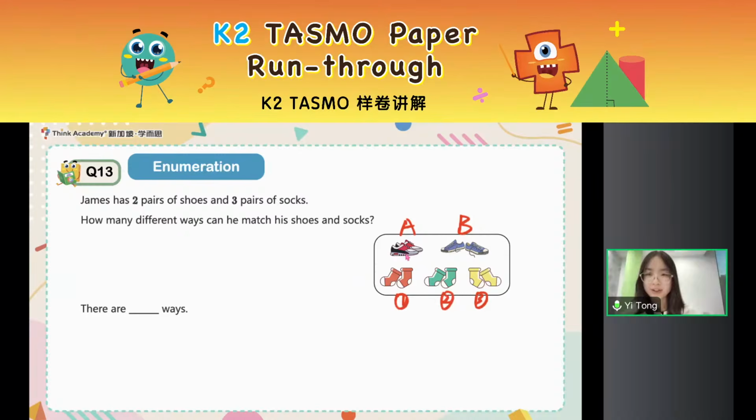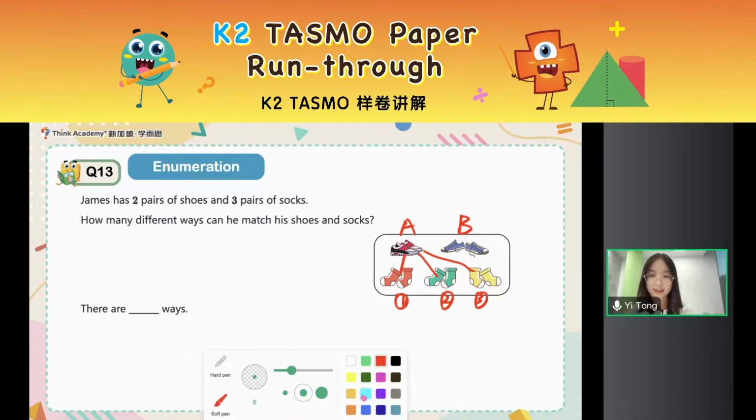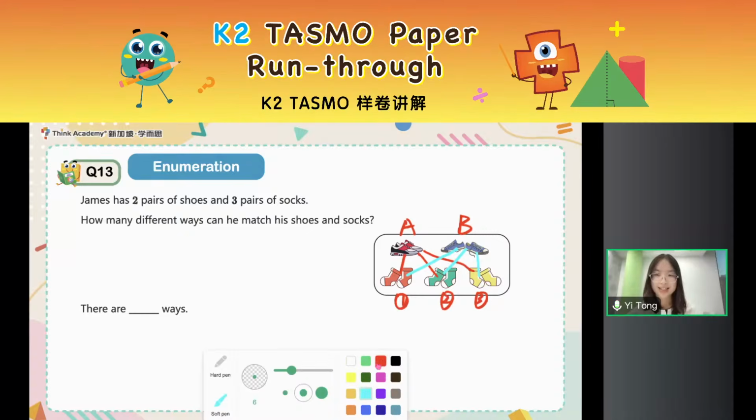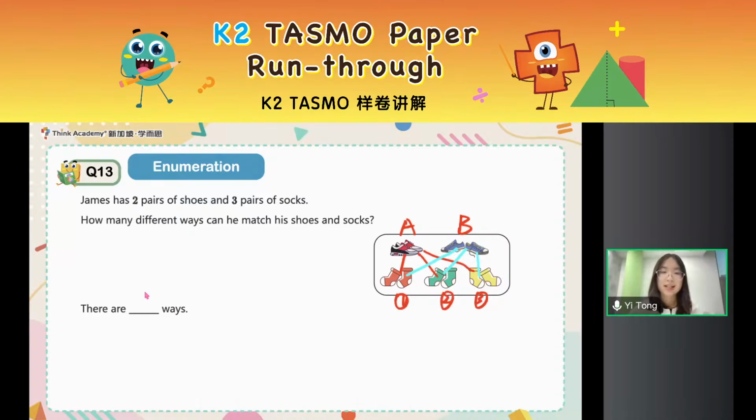Now, look at the picture. We can just use lines to match. Right, 1, 2, 3, then change a different color. Okay, blue, 1, 2, 3. So how many ways in total? That is 6. Right. But I will still show you how to do it in the case of enumeration.